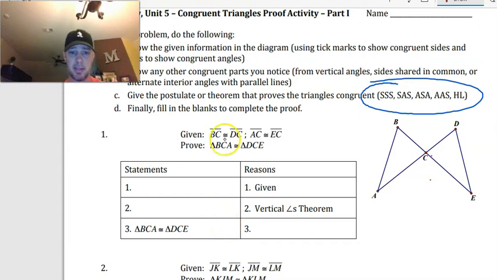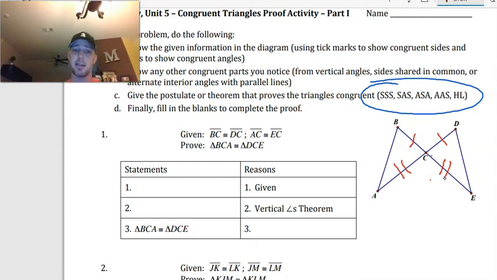So given BC is congruent to DC. So BC, DC, great. Next, given AC, EC. So AC, EC. Prove these are congruent. So it looks like each triangle only has 2 pieces. You're going to need a third piece.